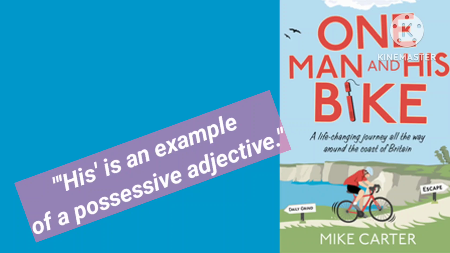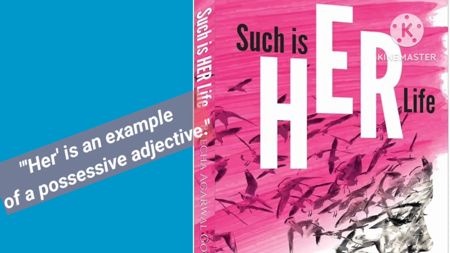His bike. His is an example of a possessive adjective. Her life. Her is an example of a possessive adjective.